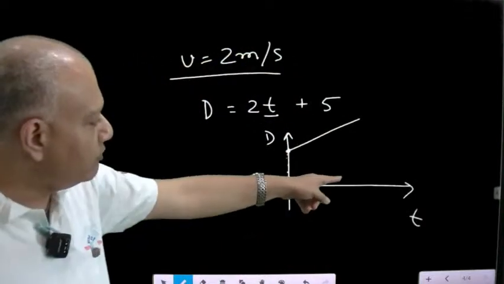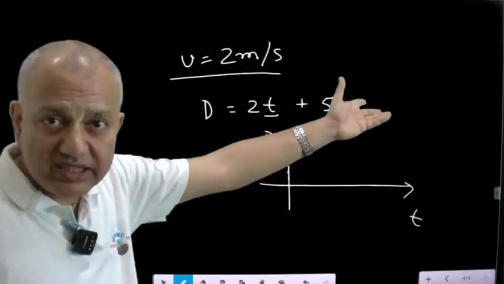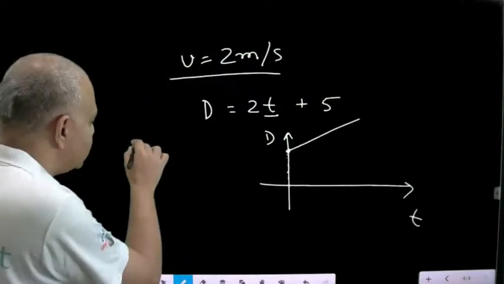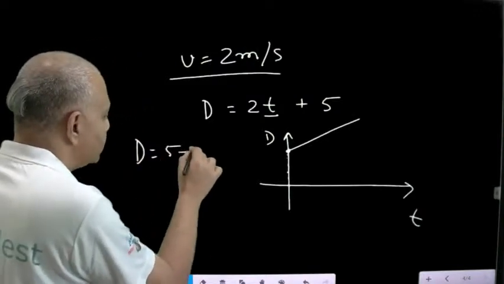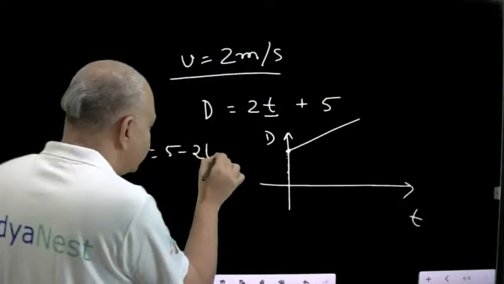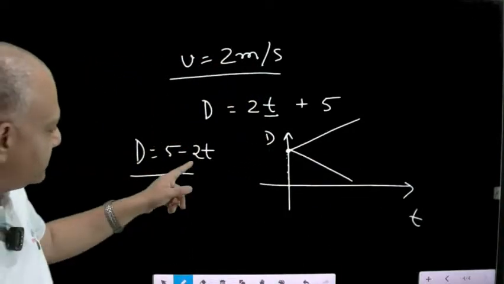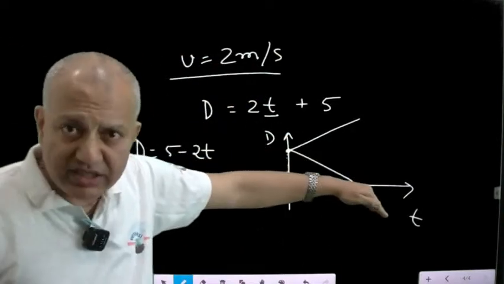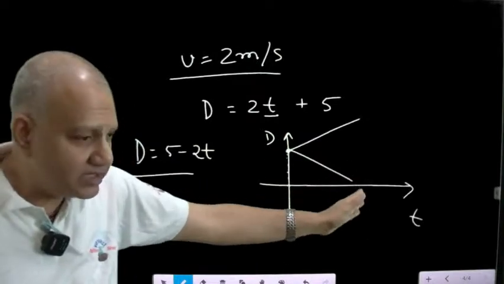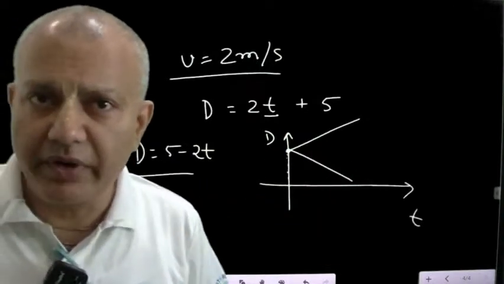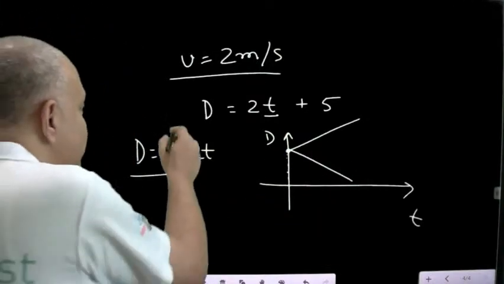More and more time going, displacement is increasing. I can see from here, if the displacement is like 5 minus 2t, the graph would have dropped. Whenever the time is increasing, the displacement is decreasing. The graph is coming down. Understanding my point? Similarly, displacement is a function of time.